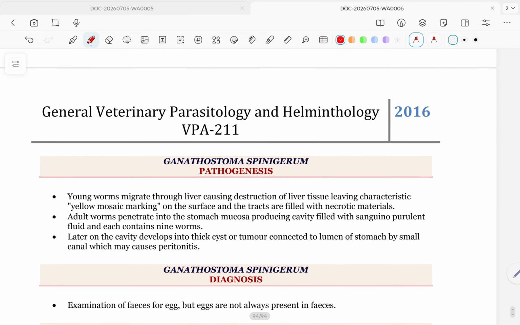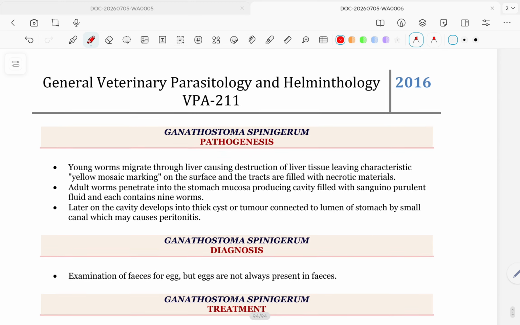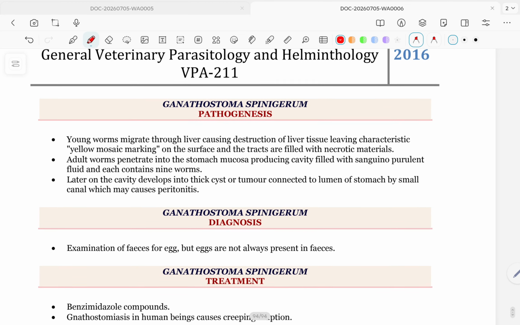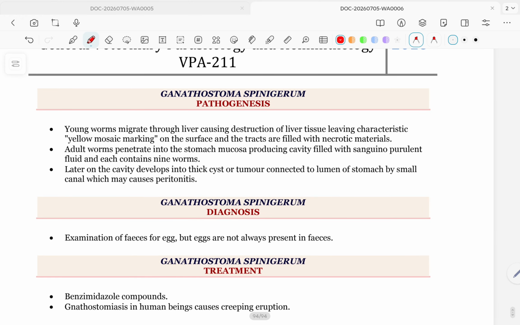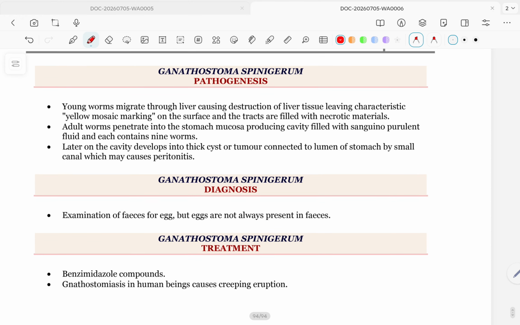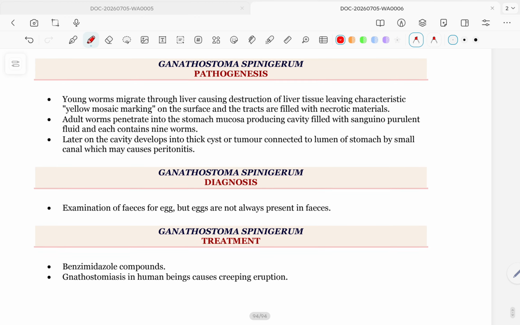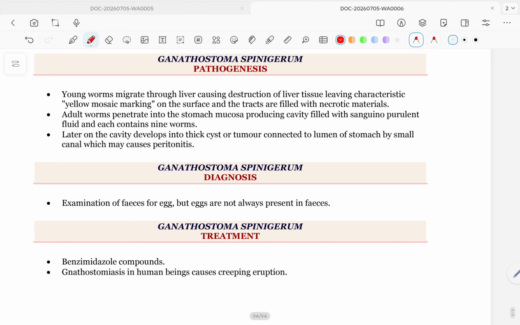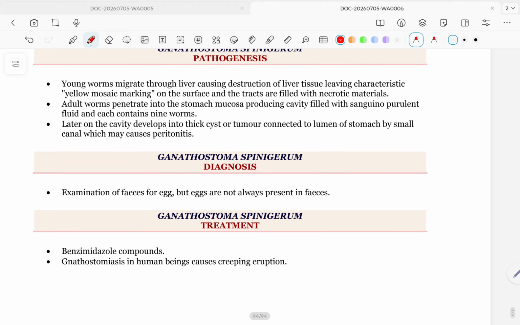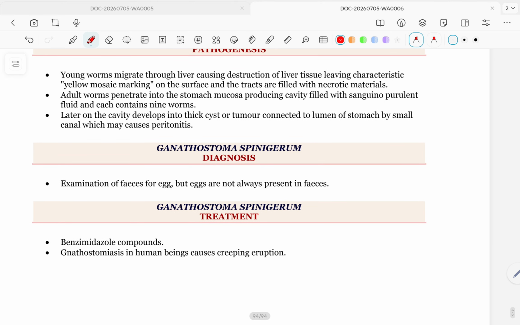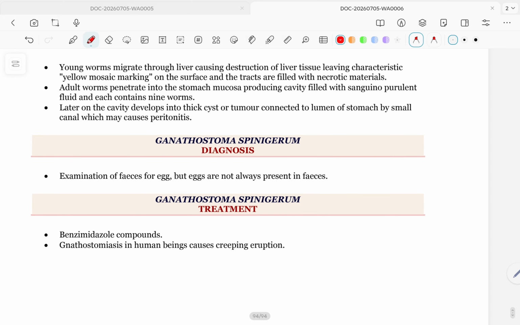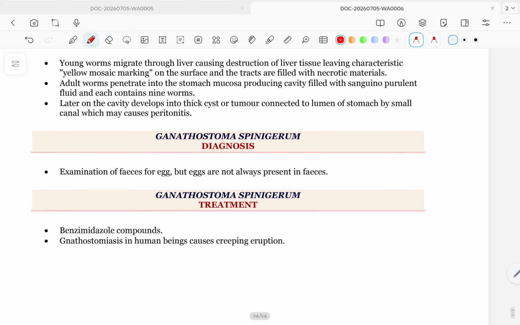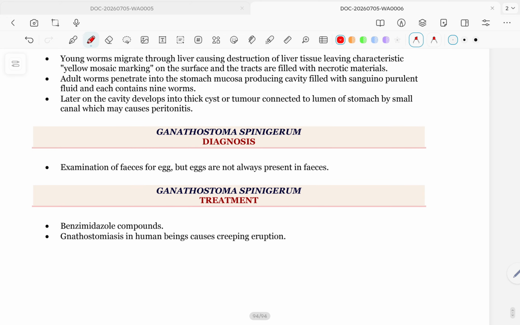Gnathostoma spinigerum pathogenesis. Young worms migrate through the liver causing destruction of liver tissue, having characteristic yellow markings on the surface, and the tracts are filled with necrotic material. Adult worms penetrate into the stomach mucosa producing cavities filled with sanguinopurulent fluid, and each contains one to two worms. Later on, the cavity develops into a thick cyst or tumor connected to the lumen of the stomach by a small canal, which may cause peritonitis.